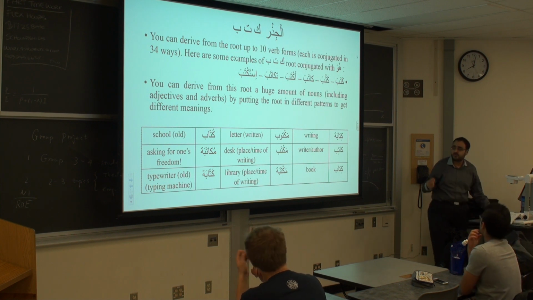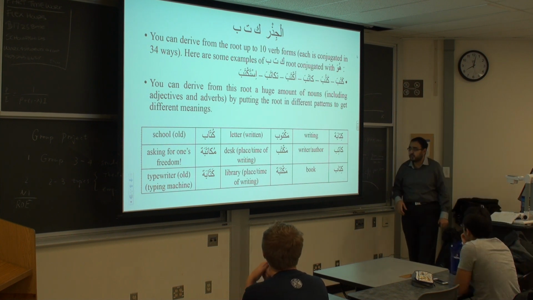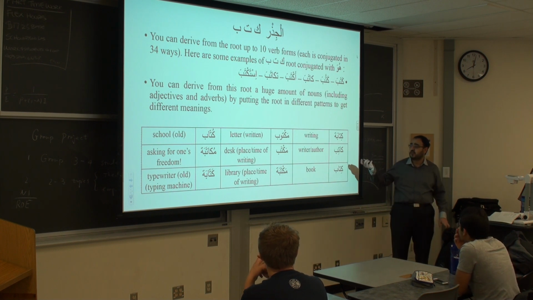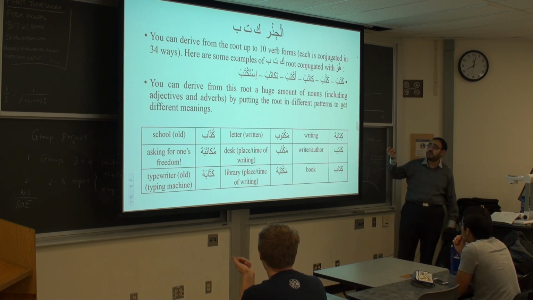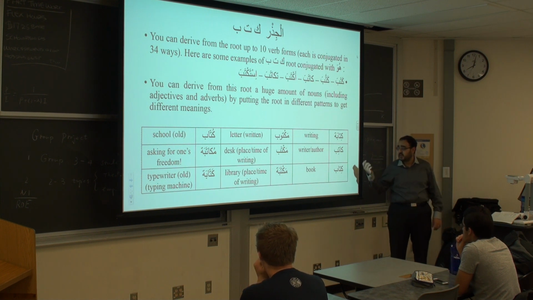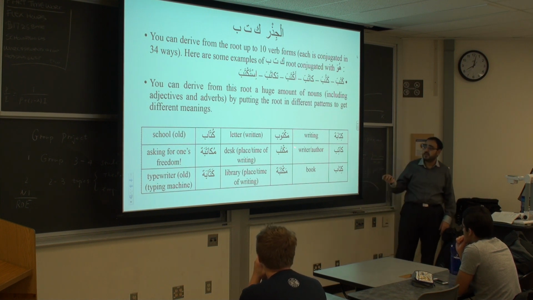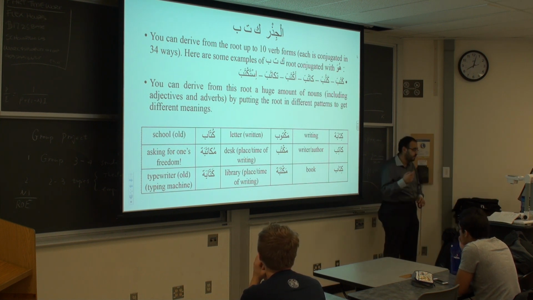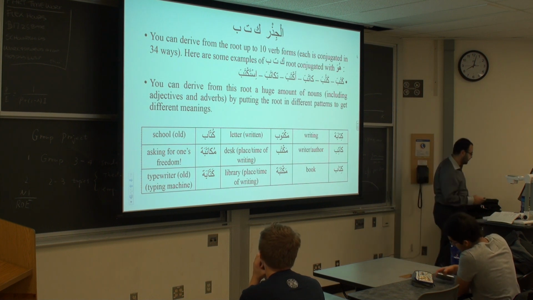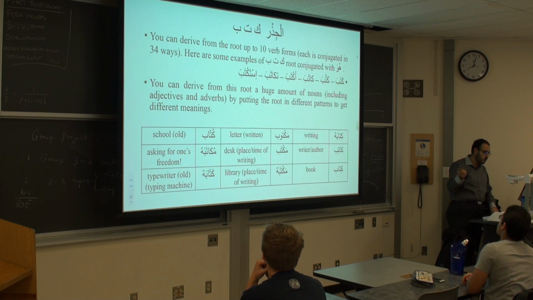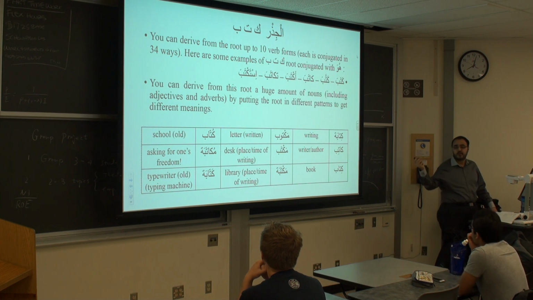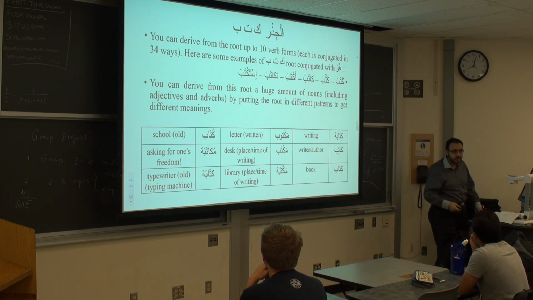You can derive tens or sometimes hundreds of nouns as well. These are some among the nouns that are derived from this root: kitaba, katib, kitab, maktub, maktab, maktaba, kuttab, mukataba, kattaba, in addition to many others. And all will be sharing a common meaning which has to do with writing.